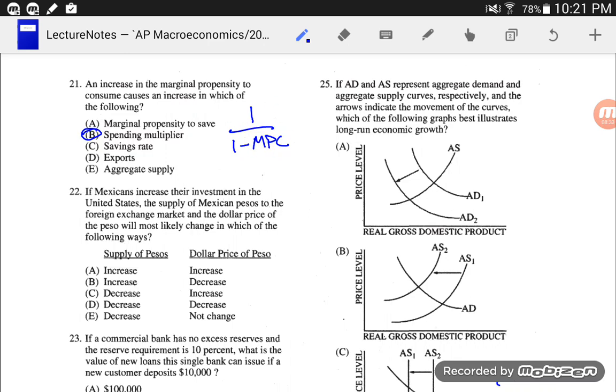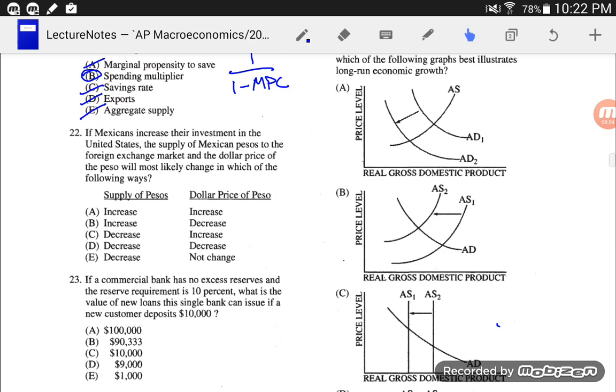So marginal propensity to save, of course, is shrinking if you're going to be consuming more. The savings rate is shrinking. Exports aren't going to be increasing. Imports might be increasing, and it really has no effect on aggregate supply.